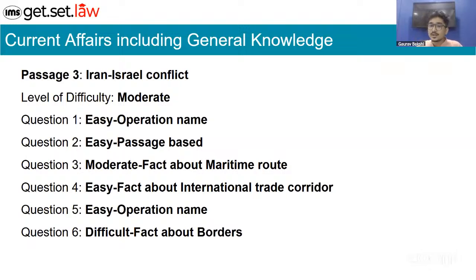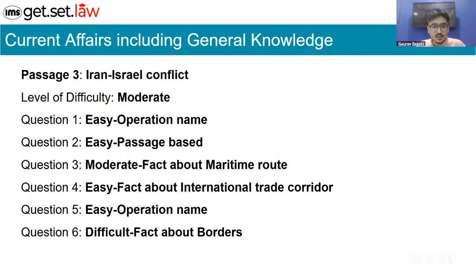What was the operation name that Israel started against Iran? That was the first question: Operation Rising Lion. Question two, the answer was mentioned in the passage itself. The question was, which event in 1979 reshaped Iran's stance toward Israel? It is mentioned there: the overthrow of the Shah's regime in 1979.